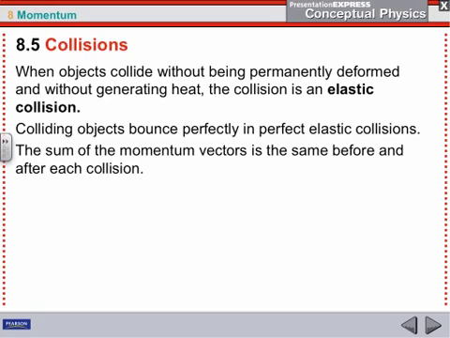If they're not permanently deformed and they don't generate heat, we have what we call an elastic collision. Anytime there's anything else, it wouldn't be perfectly elastic. And for us, we don't see very many perfectly elastic collisions very often. But that's what we consider to be an elastic collision.